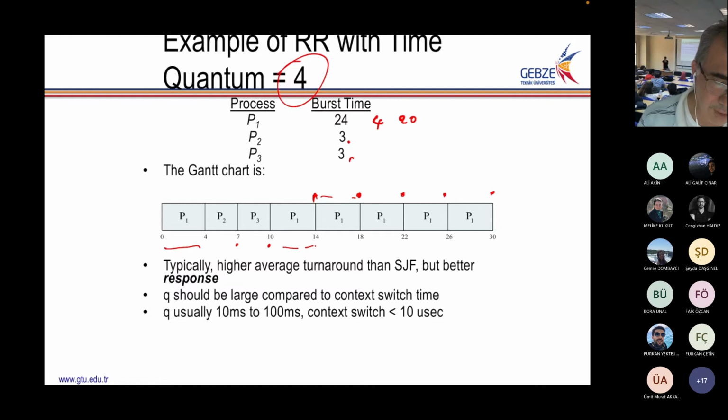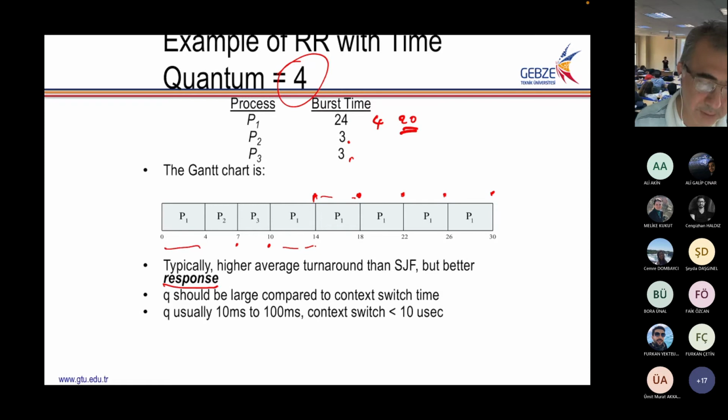Turnaround time can be longer than shortest job first, but round robin is more interactive. So the response is much better with the round robin approach. That's the beauty of round robin scheduling with quantum values.